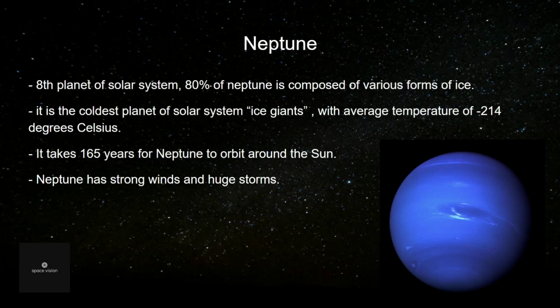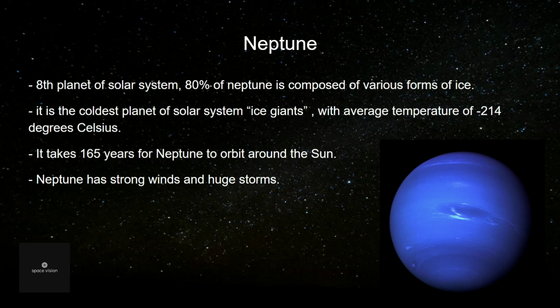And then we have got the last planet, which is Neptune. Neptune is the eighth planet of the solar system, and 80% of Neptune is composed of various forms of ice, because it's so far from the sun. It is the coldest planet of the solar system. We also call it an ice giant, with an average temperature of minus 214 degrees Celsius. This is an extremely cold temperature.